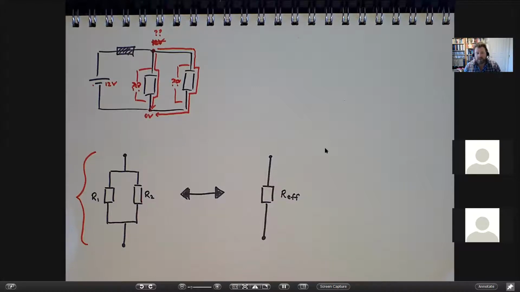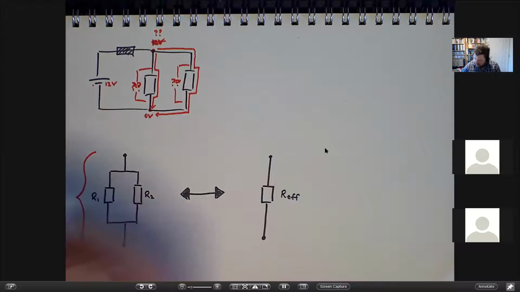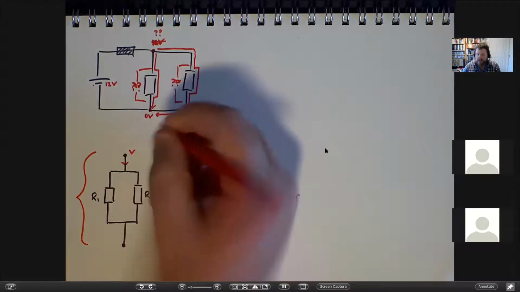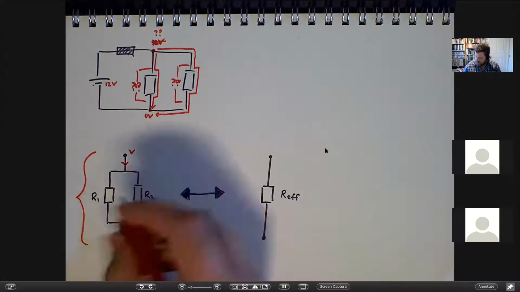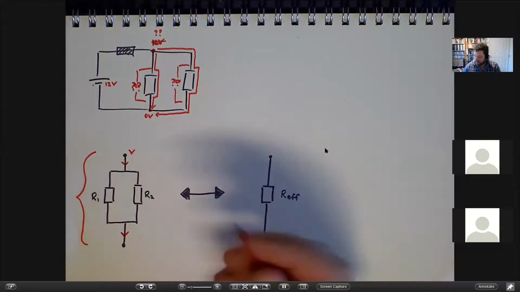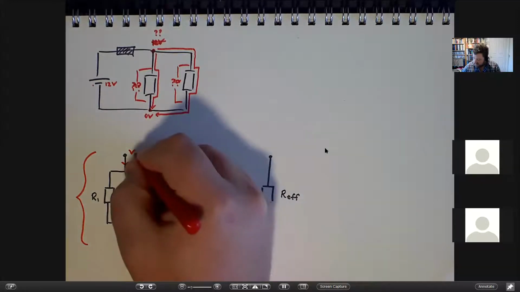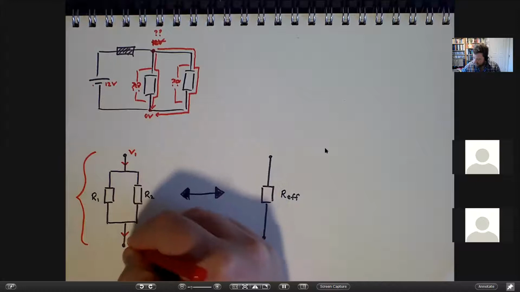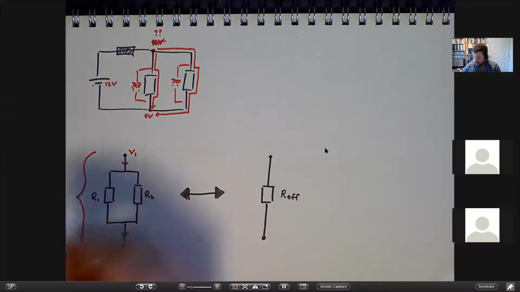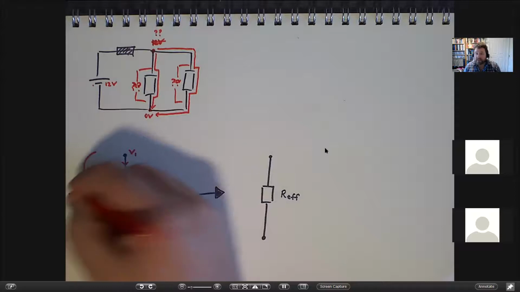Now I'm going to put some amount of voltage on this circuit. So the idea being that when the current comes in, it's got some voltage V, and when it comes out, the current's got some lower voltage. So let's call that V1 and that one there V2. And I'm going to call the difference between V1 and V2, so how much we've lost on this section here, V.